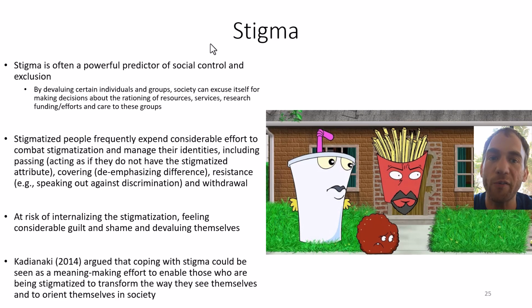You can also withdraw from society, or use resistance, speaking out against it or doing something about discrimination. But ultimately, our author Katiansky, 2014, argues that coping with stigma could be a meaning-making effort wherein you make sense of your group's history, your own place in the world, your own feelings, and your own developmental outcomes. With that meaning making, you may have a framework to transform how you see yourself, combating the internalization of stigma, and maybe transforming society so that stigma doesn't exist.